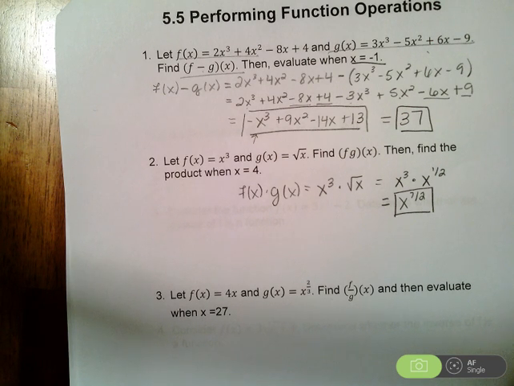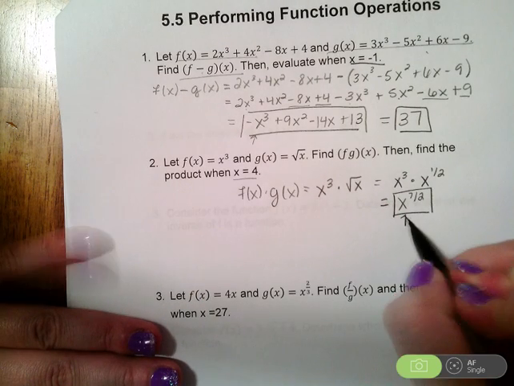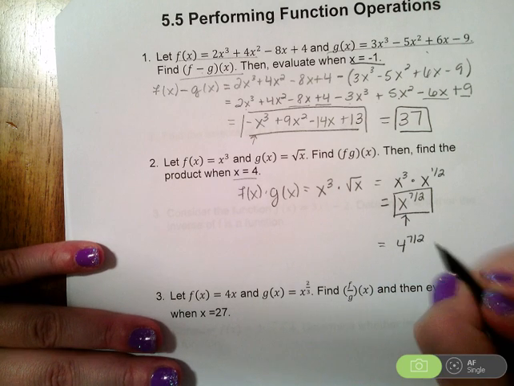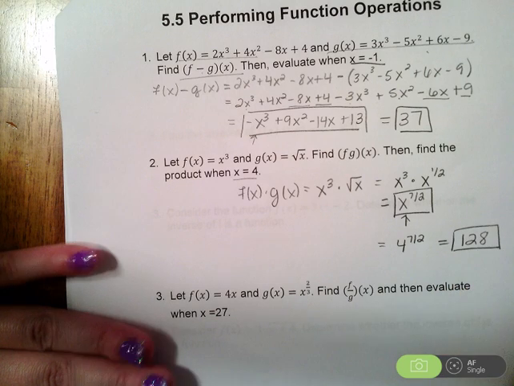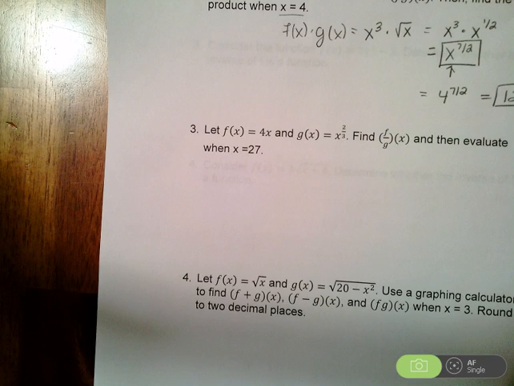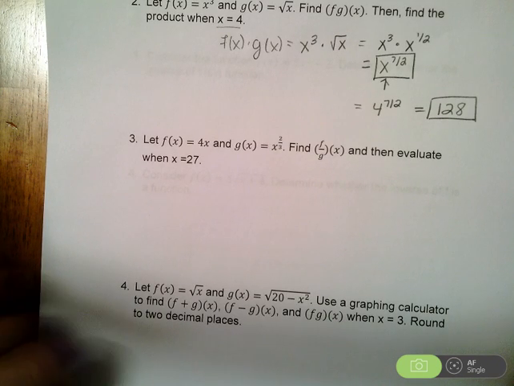So we're left with that, and then it says evaluate when x equals 4, so you plug in 4 there. So 4 to the power of 7 over 2 is equal to 128. Okay, there it is in all of its glory. Awesome. Okay, moving on. Let f of x equal 4x and g of x equal x to the 2/3. Find f over g of x and evaluate.